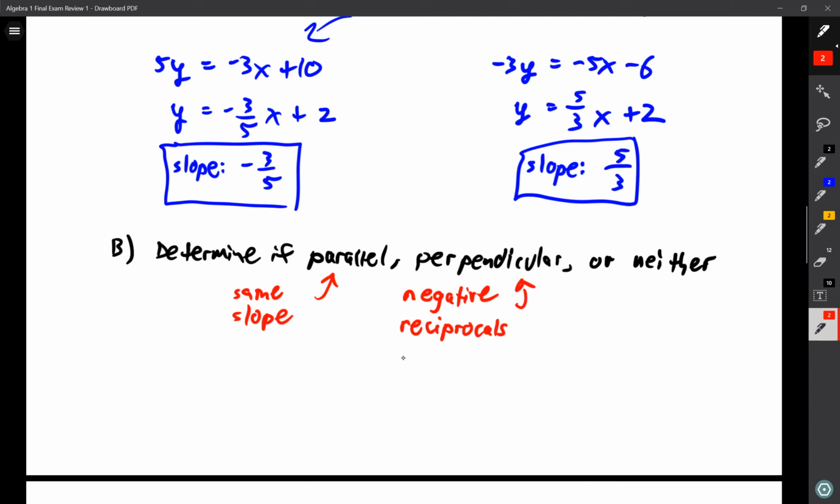So let's see, m1, slope 1, times m2 equals -1. That's another way of checking. Which, let's see, that looks like what we have going on.